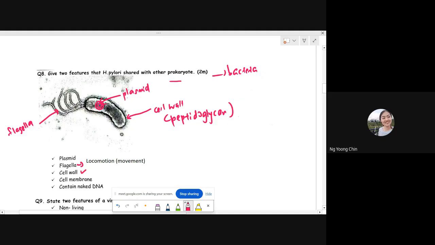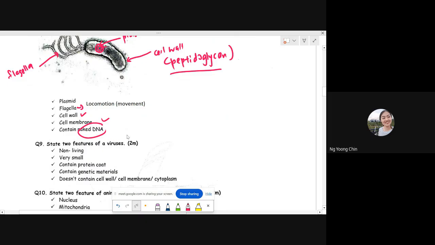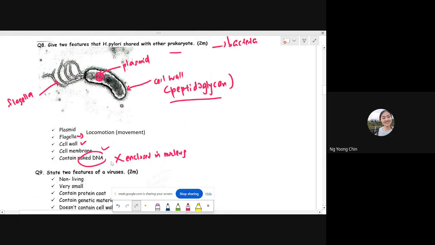So they have the cell wall, which is made out of peptidoglycan, and also they have the cell membrane and naked DNA. What is meant by naked DNA? Because the DNA is totally exposed to the outside. They are not enclosed in the nucleus in the prokaryote cell. So they are known as naked DNA. Naked means that they don't wear any shirt at all. Okay, this is a prokaryote cell.